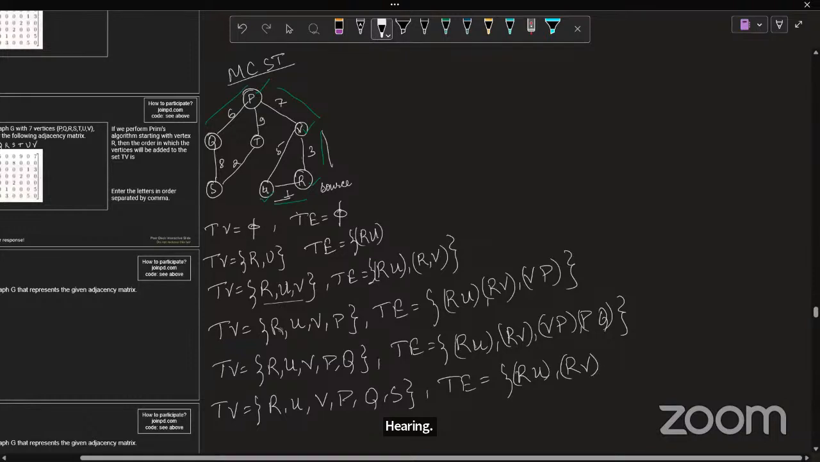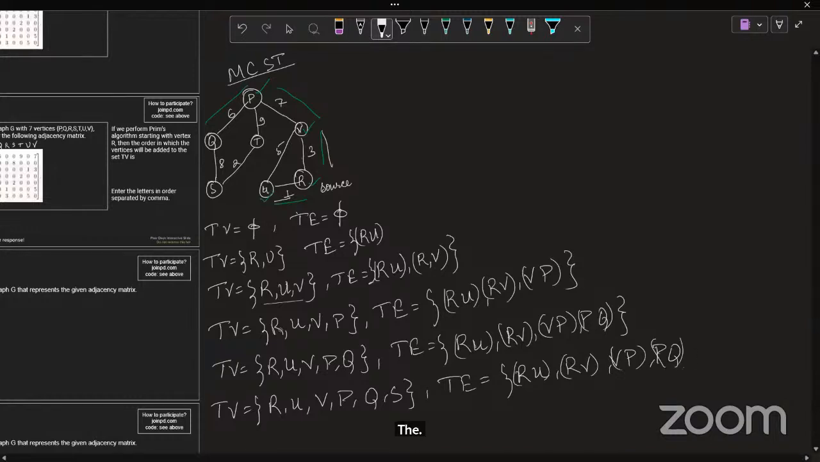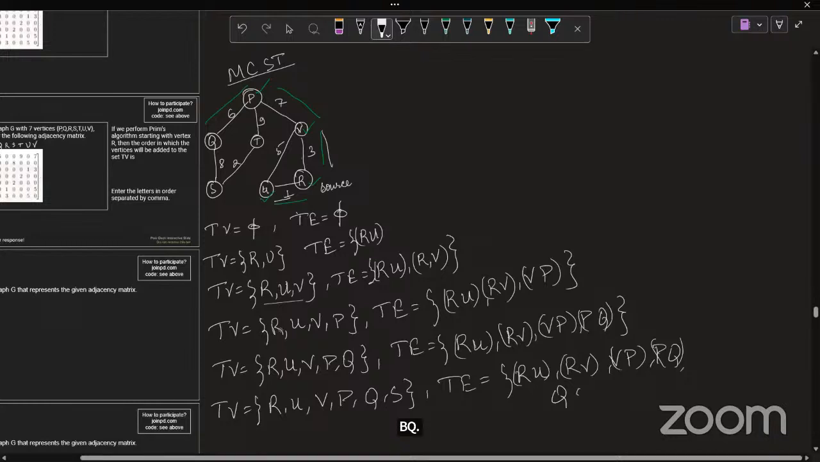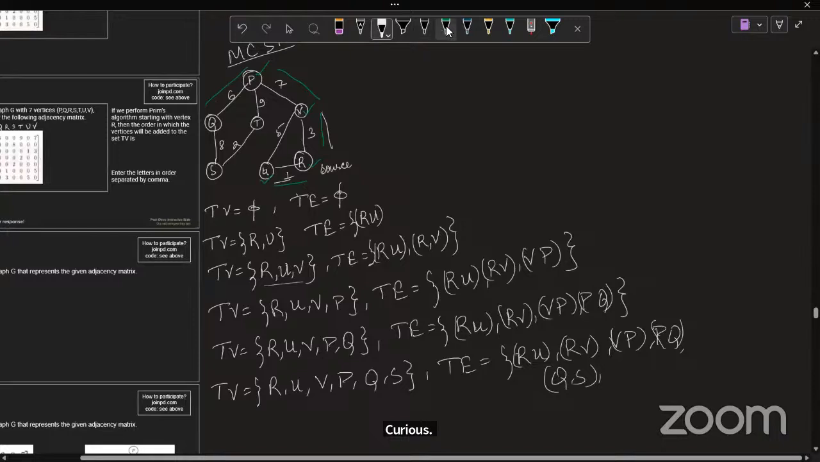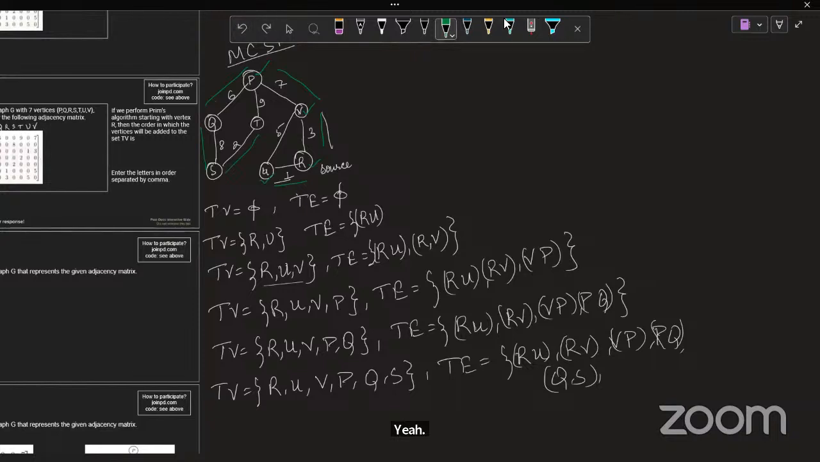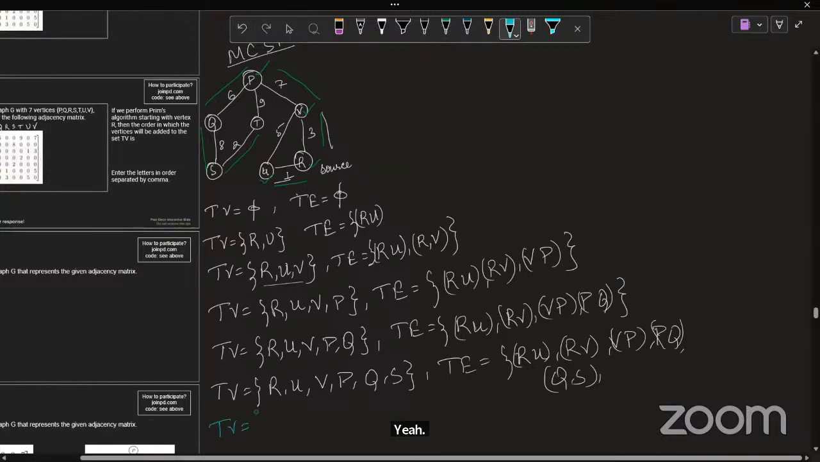R, U, V, P, Q, S, and what will be the last one? ST. This T remains, right? Yes, ST. This is our final TV, equal to R, U, V, P, Q, S, T. So this is the question, and this is the answer.